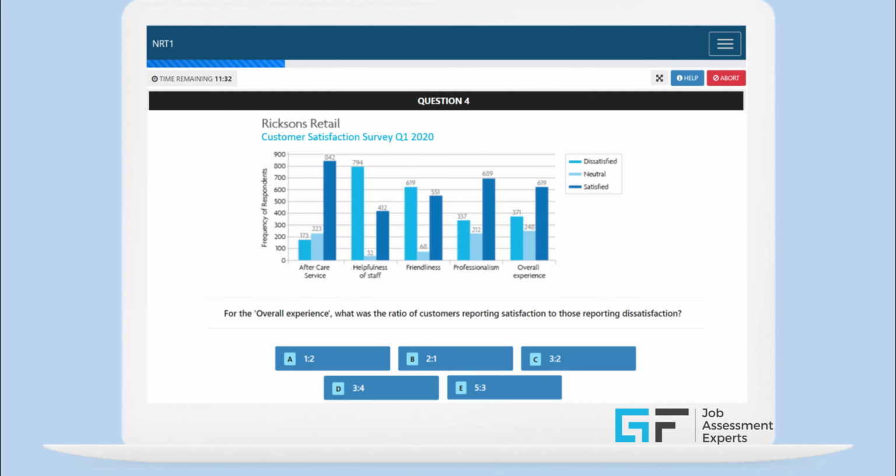Looking at those customers reporting satisfaction, we can see that the figure is 619. The figure for those customers reporting dissatisfaction is 371. Therefore, we have a ratio of 619 to 371. The answer options available show that none of them have decimal points, which means we need whole numbers for the ratio. We also need to simplify the answer into smaller terms.